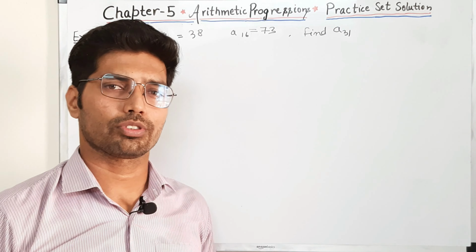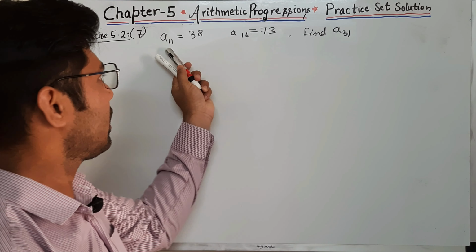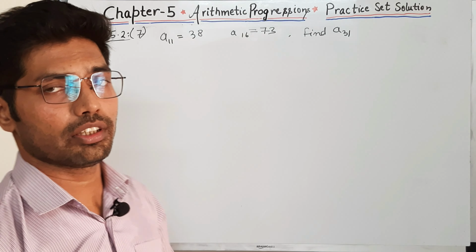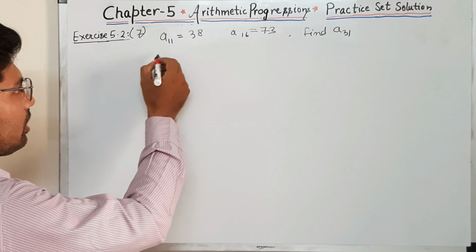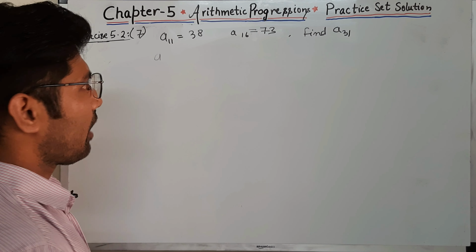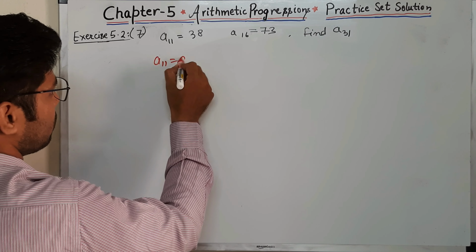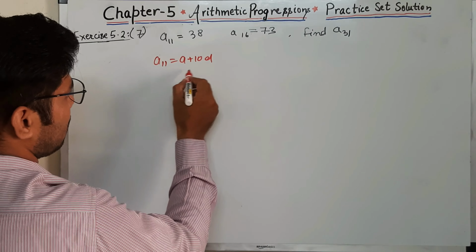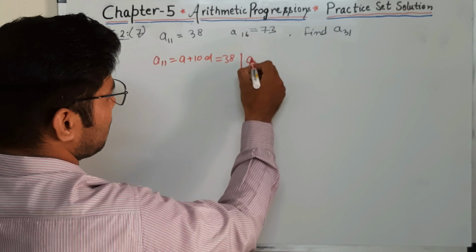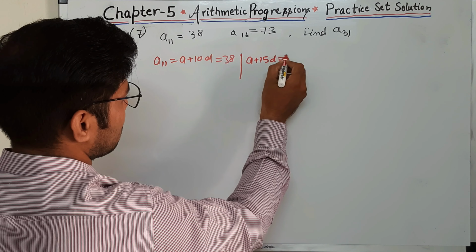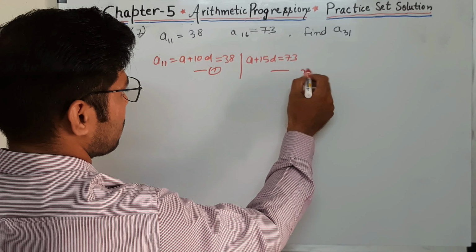Okay guys, now come to the next question. Here we know two numbers from the AP, A16 and A11, and we need to find the 31st number in that particular series. Okay, so A11 means the 11th term we know, right? So the 11th term will be A11 is equal to a plus 10d, which is 38. Okay, now from this one, a plus 15d is equal to 73. Okay, now this is our equation 1 and this is our equation 2.